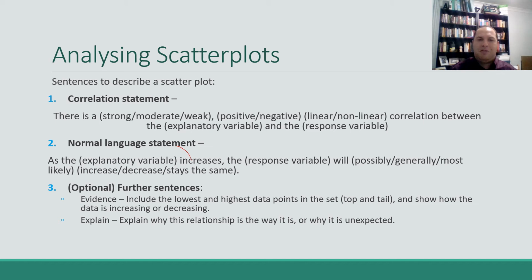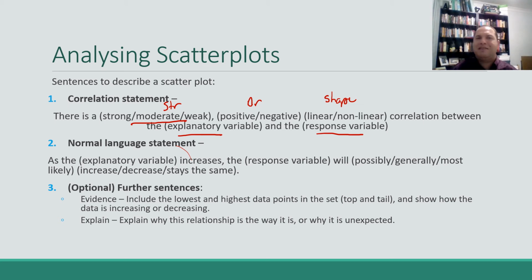We're going to talk about whether or not there's a strong, moderate, or weak correlation. So that's our strength. It's positive or negative. So that's our direction. And then is it linear or non-linear? That's our shape. And then there's a correlation between our explanatory variable, whatever that is, and our response variable. So don't use those exact words. Actually tell me what the explanatory variable is and what the response variable is.